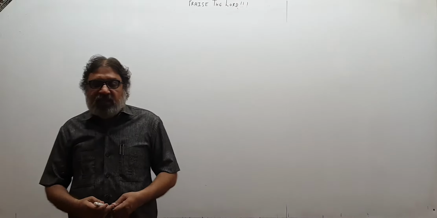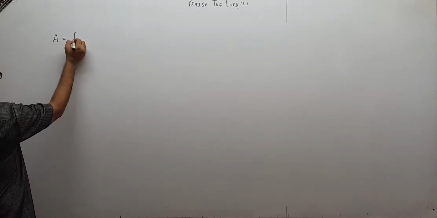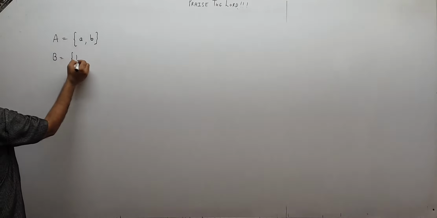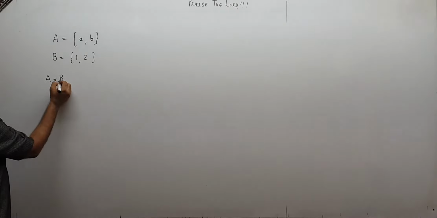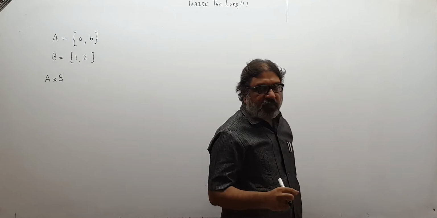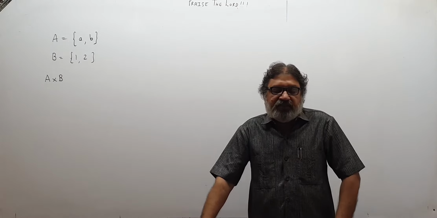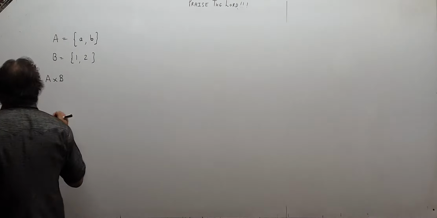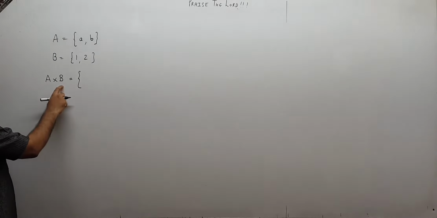Children, if A and B are two non-empty sets, supposedly A contains elements a and b, and B contains elements 1 and 2, then A cross B is called the cross product of A and B or Cartesian product of A and B. So A cross B is called cross product of A and B or Cartesian product of A and B. And what are the elements of A cross B? This is also a set actually, and its elements are, see, A cross B.